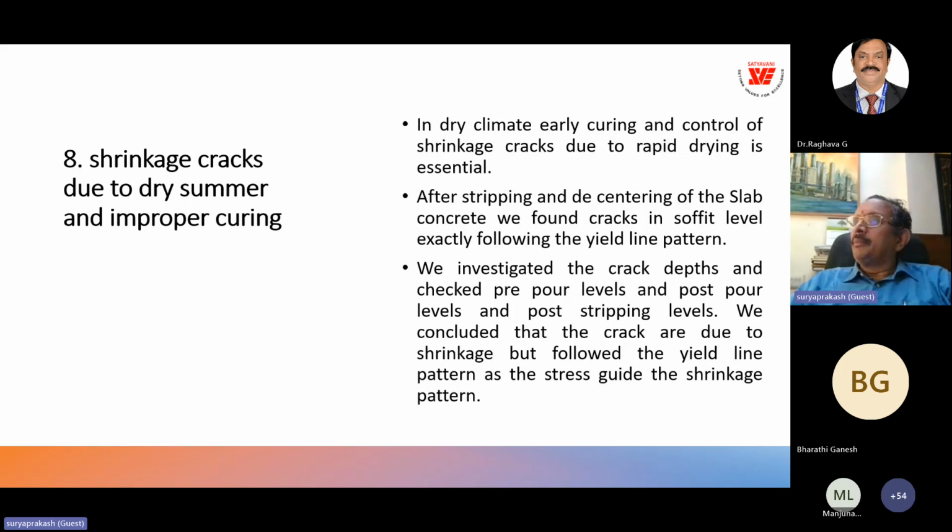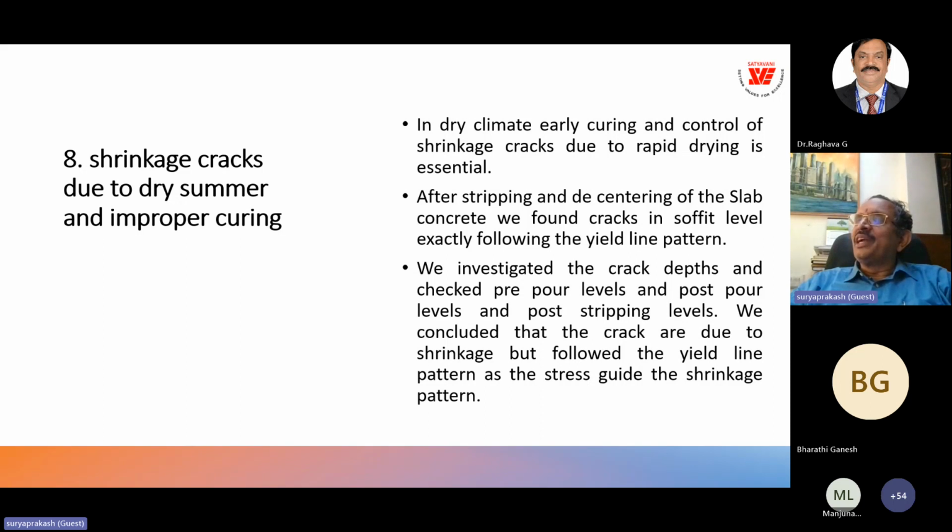In dry climates, particularly places like Hyderabad, where the humidity is very low, you will have dry shrinkage cracks. So we have to have quick curing and control the evaporation by using LDP sheets on top of the slab. The crack pattern that happens in dry shrinkage will follow our yield line pattern actually.